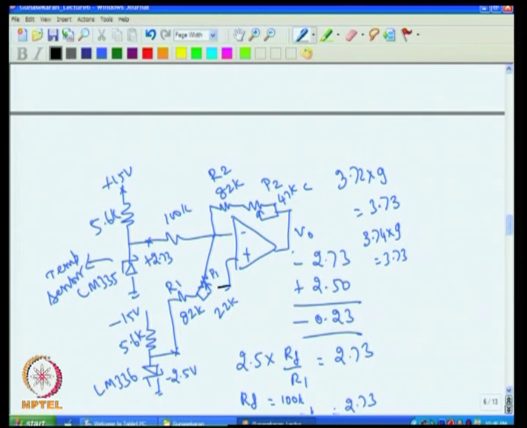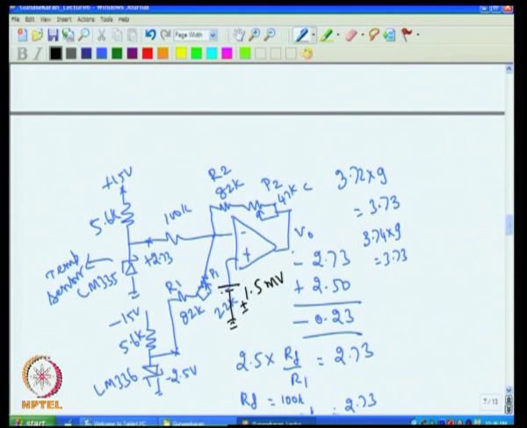So, I can put the offset voltage here. For example, if I put 1.5 millivolt here, because I am using 741 and that has a 15 microvolt drift, so it is plus or minus 1.5 millivolt for 100 degree temperature change. If I put 1.5 millivolt, what will be the voltage that I will be getting?